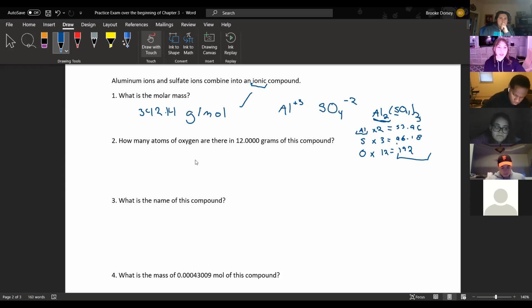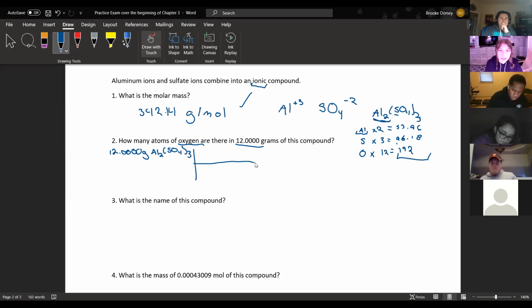So moving on. How many atoms of oxygen are there in 12.0000 grams of this compound? So we're gonna look at oxygen. We have 12 grams. We work with that that are given. I'm gonna write down the whole thing. 12 followed by 4 zeros, grams of Al2(SO4)3. And what's our next step? How are we going to cancel out these grams of Al2(SO4)3? You should put it at the bottom. Bottom, yeah. So we already found the molar mass, so that's awesome. We don't have to figure that out again.